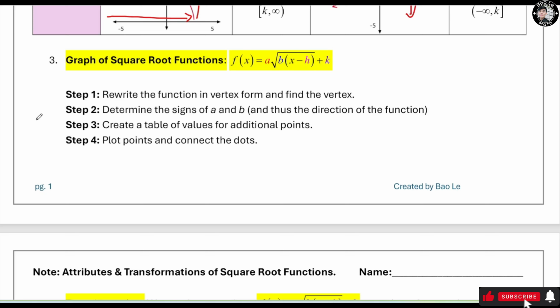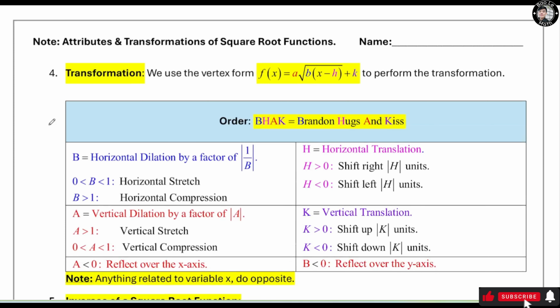Now, how do we graph the square root function? We're going to use the vertex form to graph this one. Step number 1, we need to rewrite the function in vertex form and find the vertex, which is (h, k). Step number 2, determine the sign of a and b, and thus the direction of the function. Step number 3, create a table of values for additional points. Step number 4, plot points and connect the dots. We're going to use the vertex form to do the transformation.